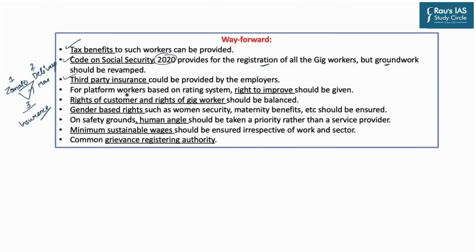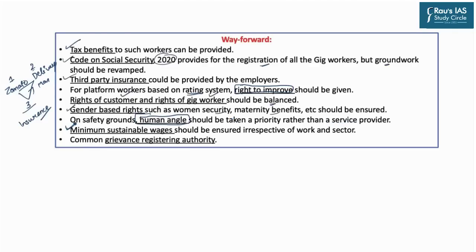If they are working on the rating system, then a right to improve should be given to a particular gig worker before firing that person. The rights of a consumer who is availing the service and the rights of the gig worker who is providing the service should be balanced. It should not be on the profit motive. When we talk about gender based rights, women's security and maternity benefits should be ensured. On the safety ground, the human angle should take the priority, and not the profit margin and not the benefits to the service provider.